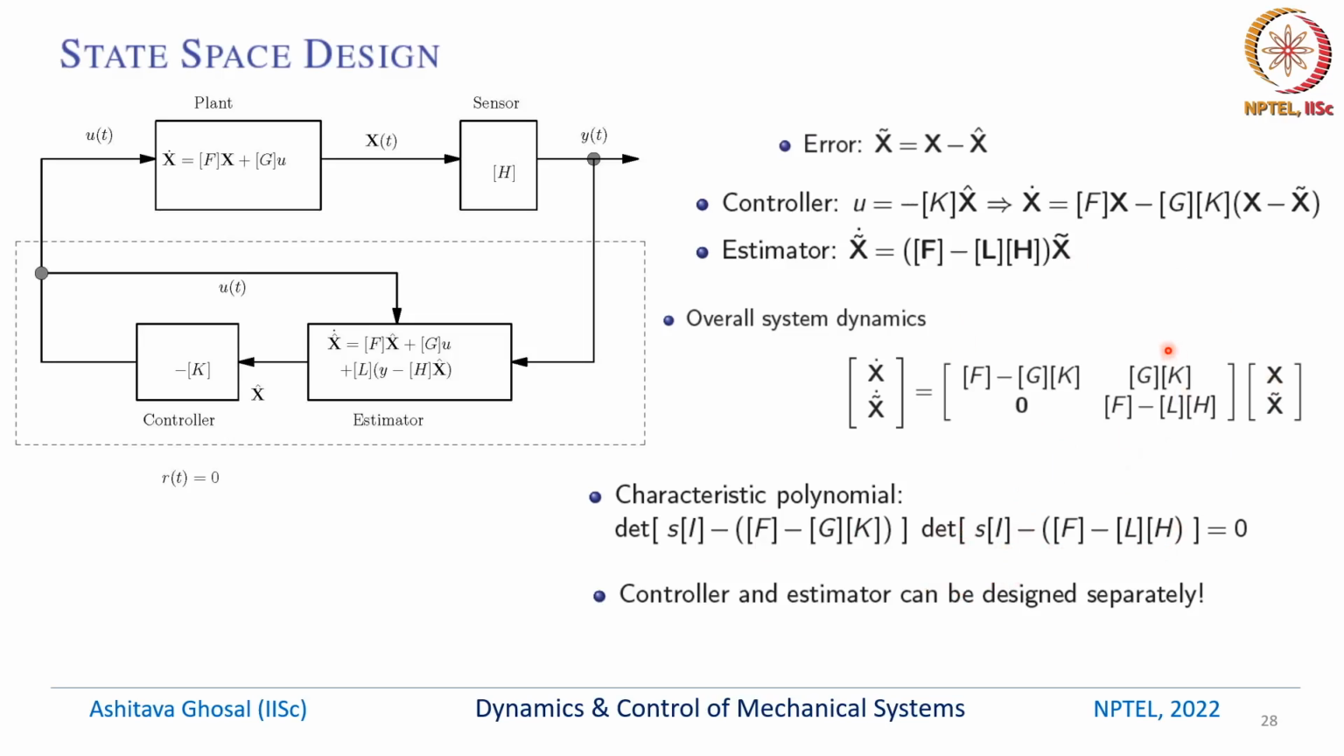So the determinant of this whole system is a product of two determinants, and this is very important and very useful. What it is telling you is that the product of two determinants is 0, and hence we can design the controller using first this part, and then we can design the estimator using this part. So the controller and estimator can be designed separately. This is a very, very nice feature of the state space design.